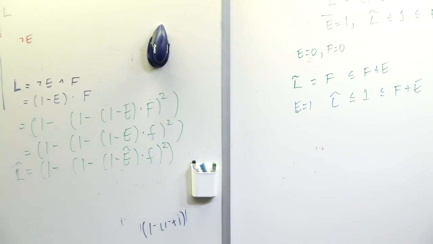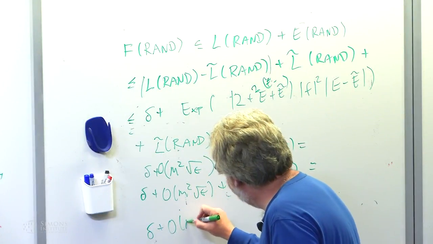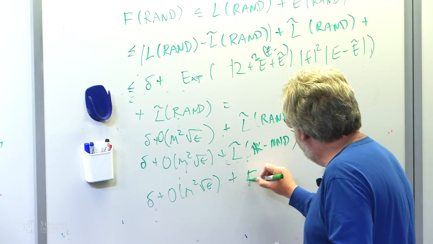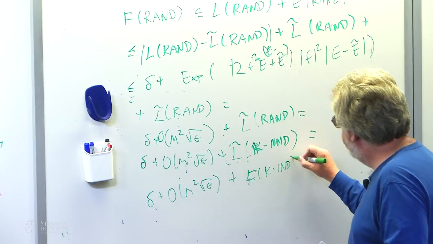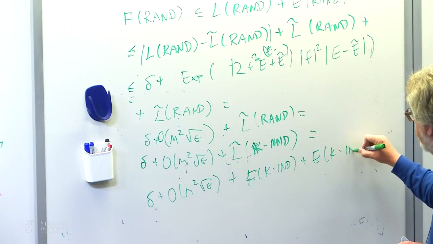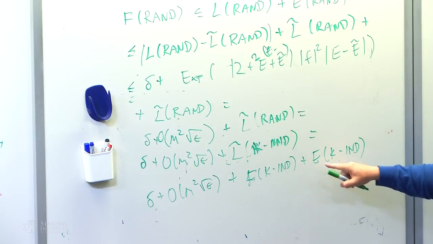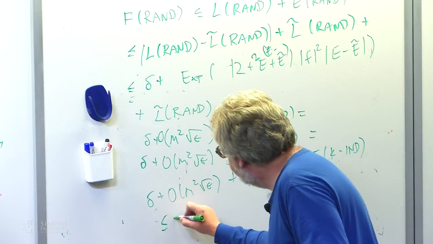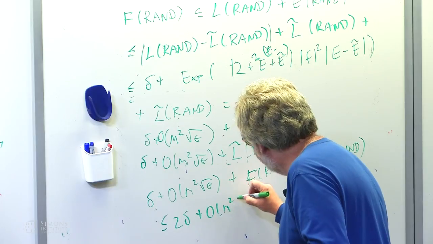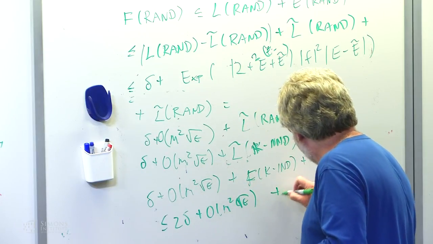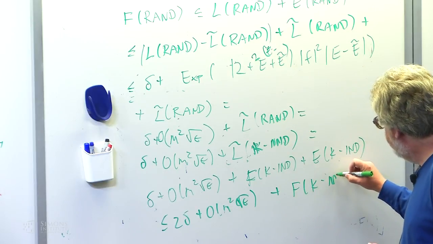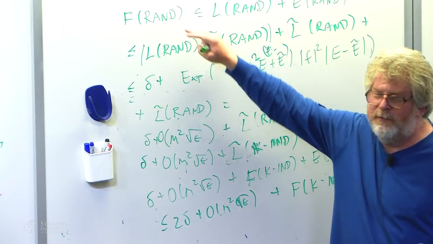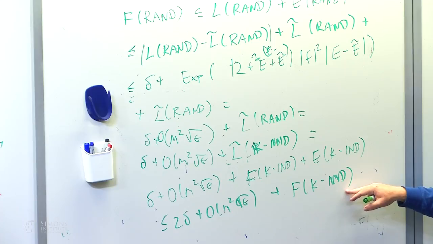Okay. So this is at most delta plus order M squared square root of E plus F of Kn plus E of Kn. And we also know E of Kn only happens with probability delta. So now we know that the function on the random distribution isn't far off from the function on the k-wise independent distribution.